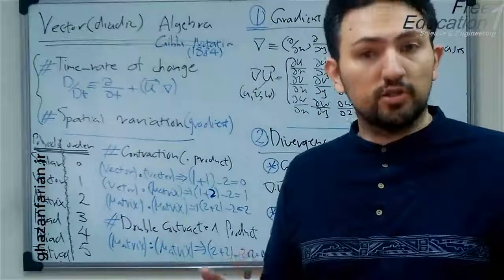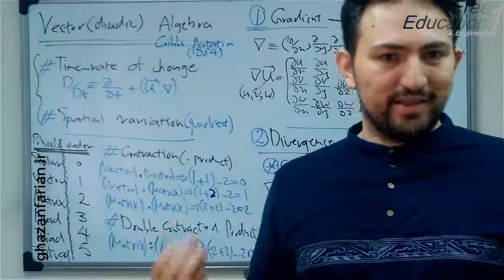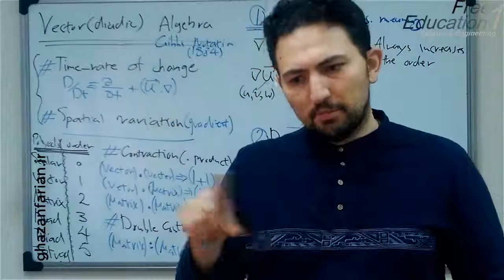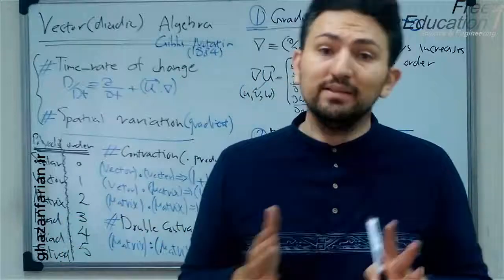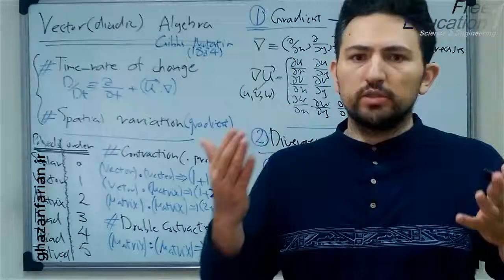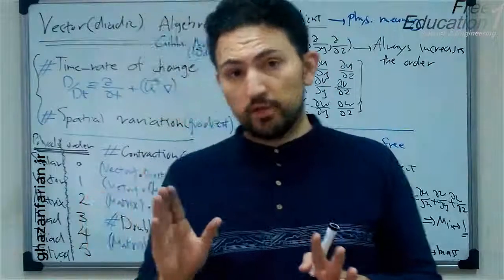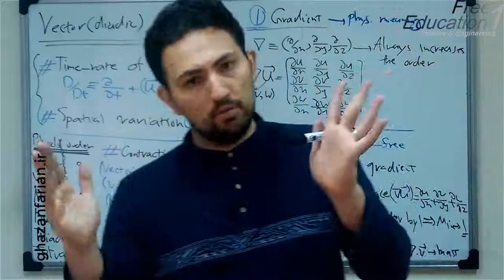For example, the pressure gradient, which is a vector, is one of the most important vectors in dynamics. When the pressure gradient is positive, it means that the resulting force from the pressure is negative, because the force is exerted from the high pressure to the low pressure region.